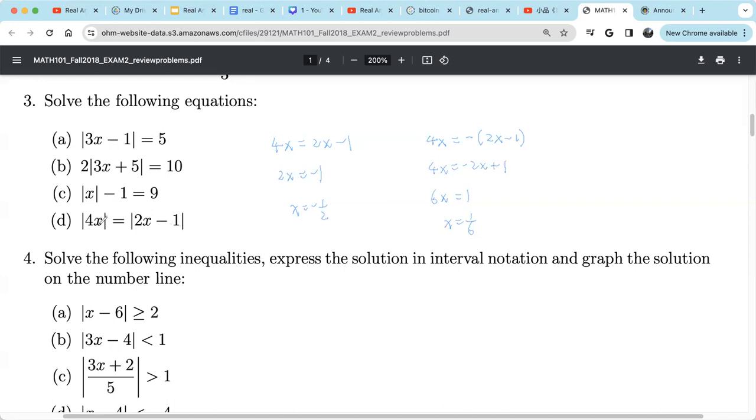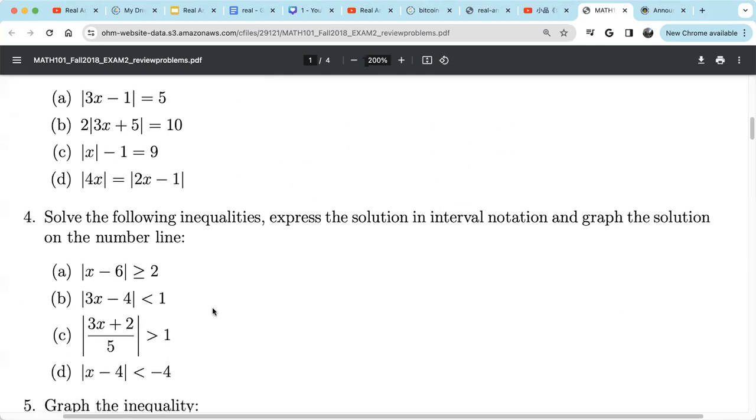X equals 1 over 6, you'll get 4 over 6 on the left-hand side. 2 times 1 over 6 is 2 over 6, which is 1/3. 1/3 minus 1, minus 2 over 3. Absolute value of negative becomes positive. So both sides are 2 over 3. Right, because 4 over 6 is 2 over 3. All right, that's 3.